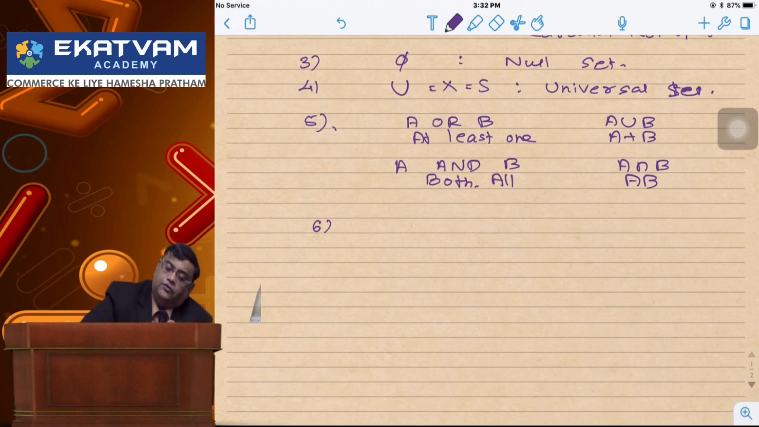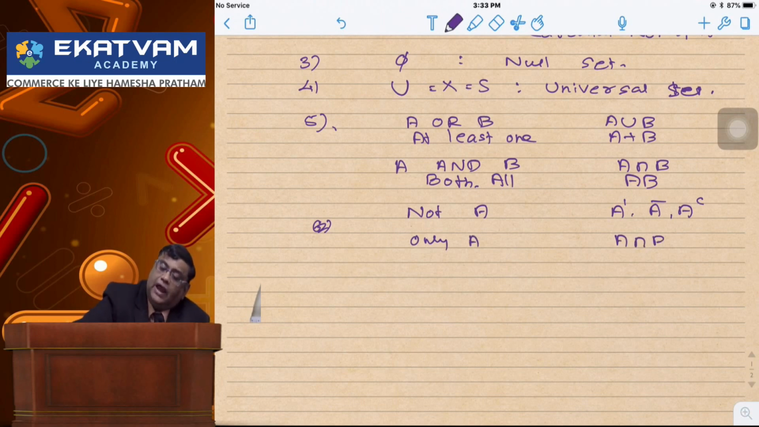As a sixth point, as for the notations, I can continue: not A is A dash, A bar, or sometimes written as A complement. How about only A? A happens and B does not. It means from A, cut off the portion of B. Only B, this you require in probability as well. It means A does not happen and B does happen. That means from B, cut off A.